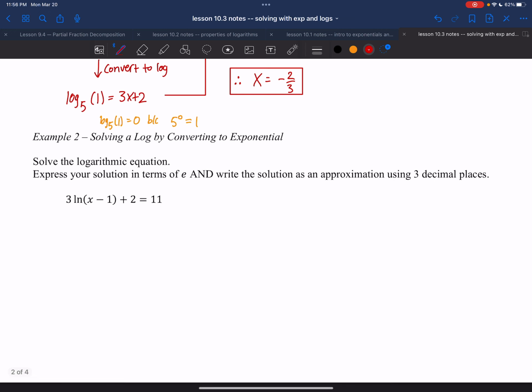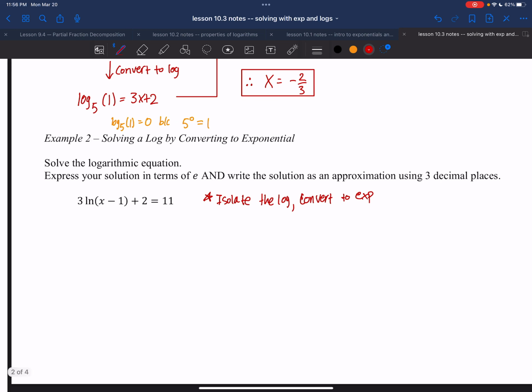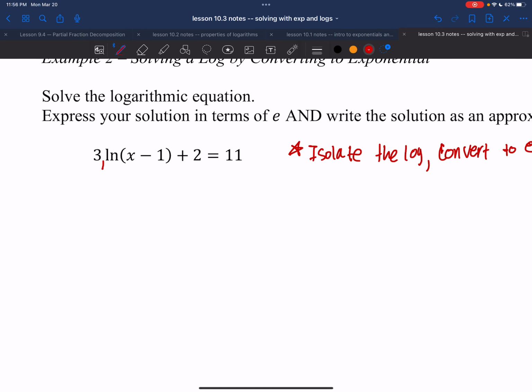Simple enough. Example 2, let's solve a log by converting to exponential. So in here, you want to isolate the log. Then convert to exponential. Okay, that's all this technique is. So what's my logarithmic expression? It's natural log of x minus 1. So this is the thing I want to isolate.